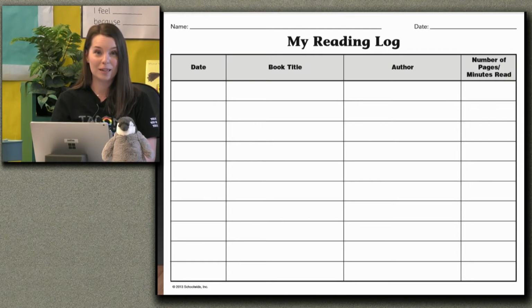Continue adding to your reading log, paying attention to what kinds of books you're reading, how long you're reading, and whether or not you're focused. And then you can send this to your teacher at the end of the week.